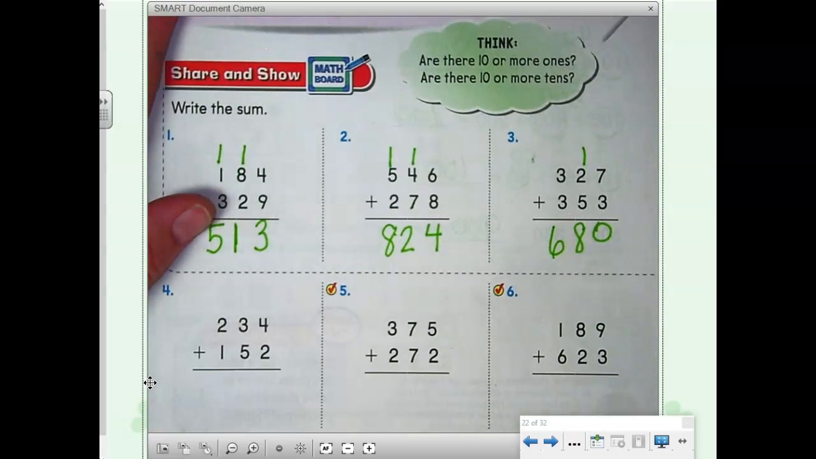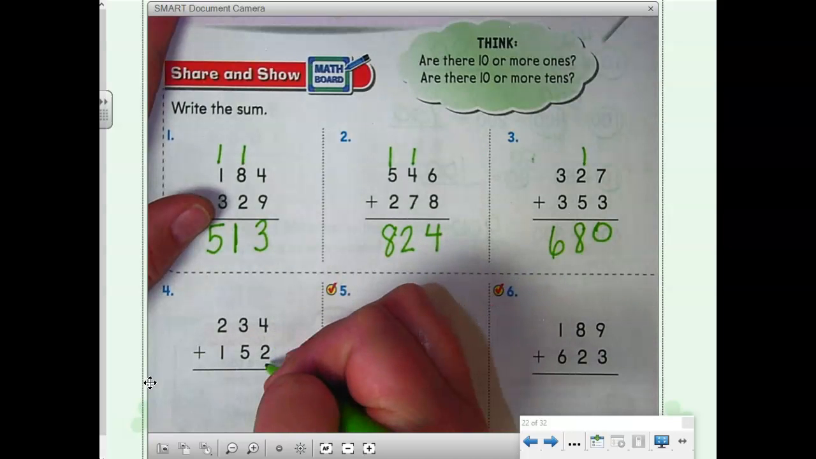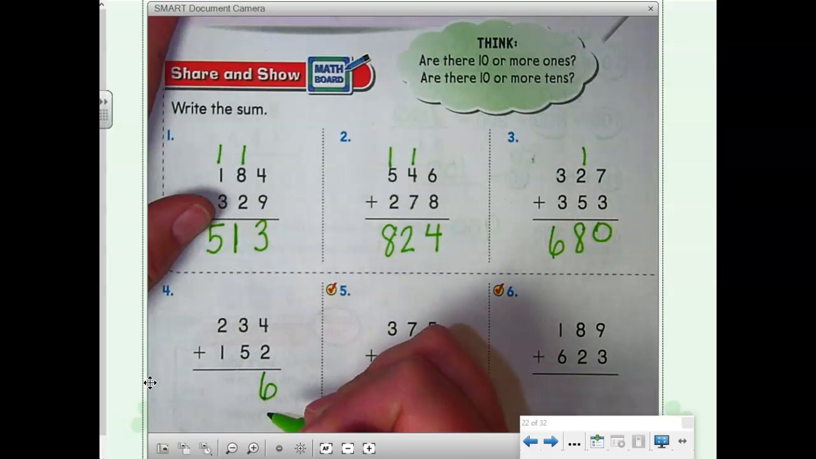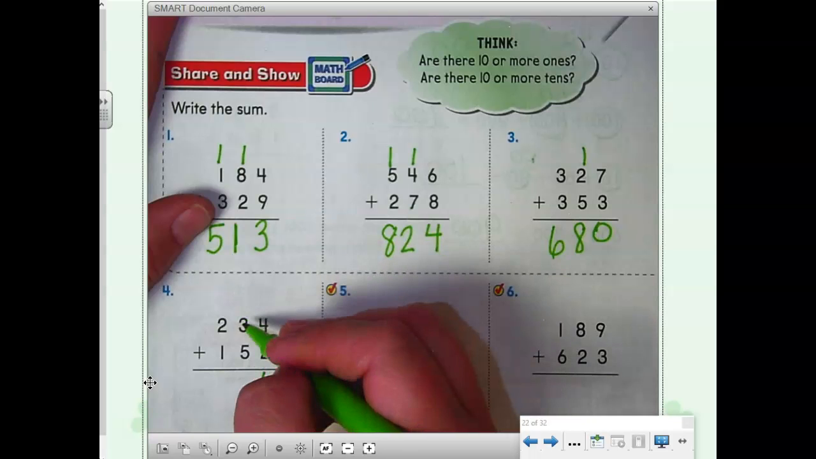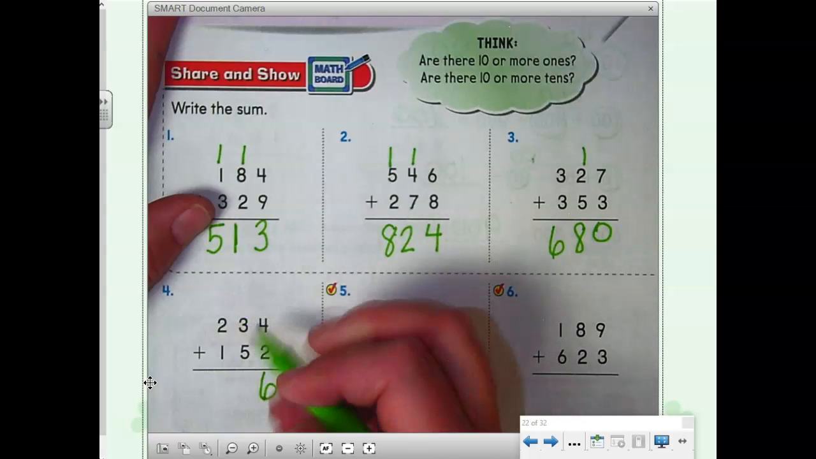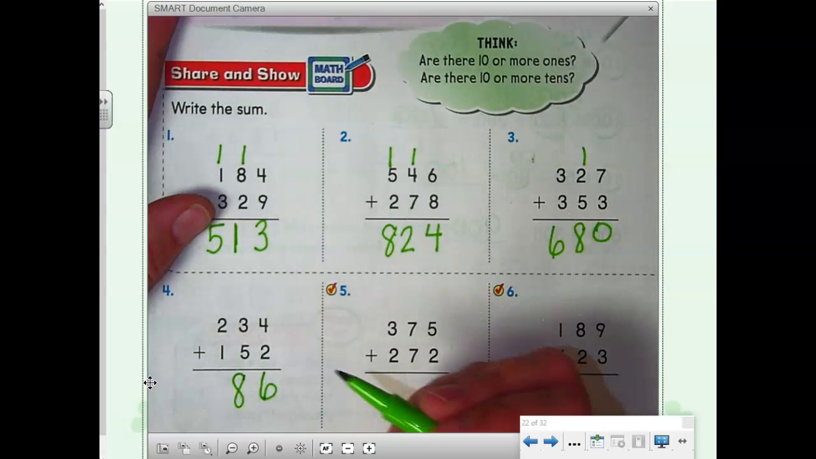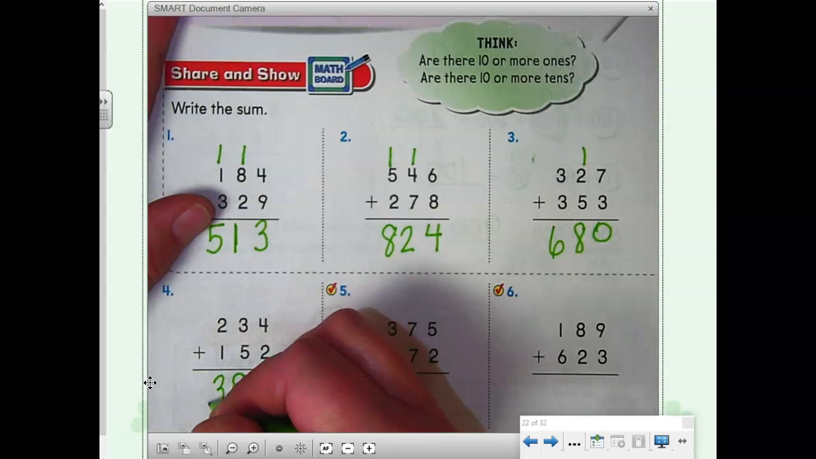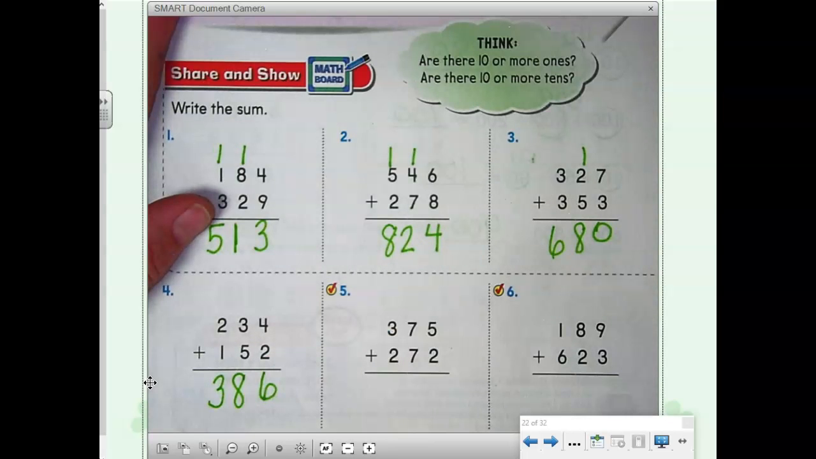All right, try number 4. Pause the video. When you're ready, we'll check it together. Okay, 234 plus 152. 4 plus 2 is 6. No regrouping needed. 3 plus 5 is 8. No regrouping needed. And 2 plus 1 is 3. No regrouping needed. All right, I want you to pause the video, do 5 and 6, and let's check them together.